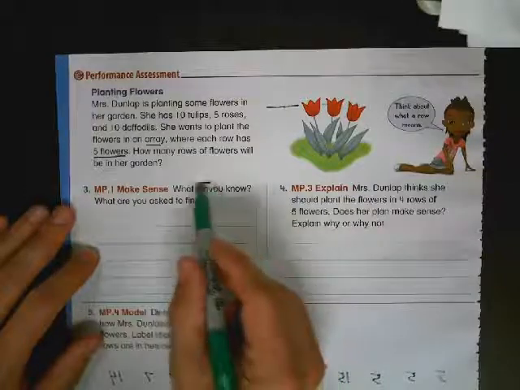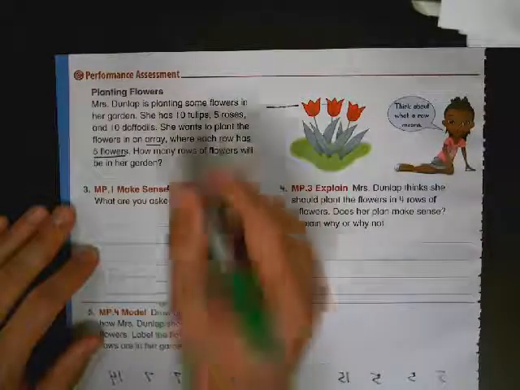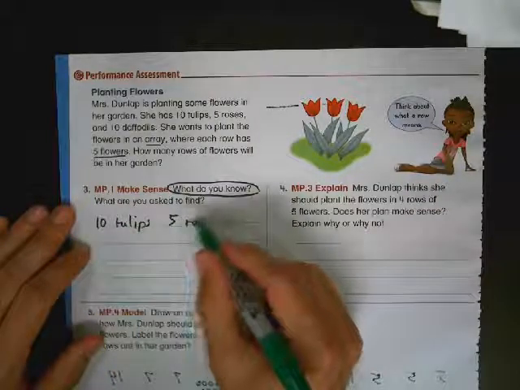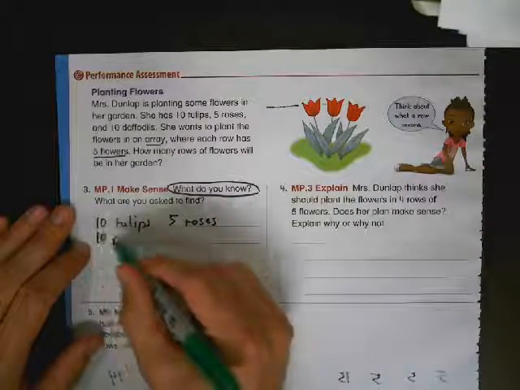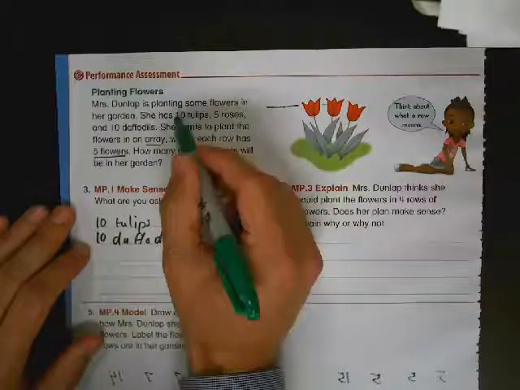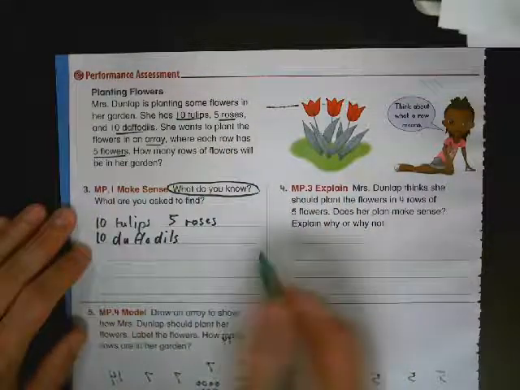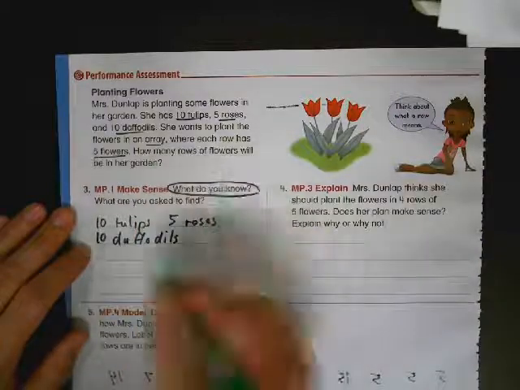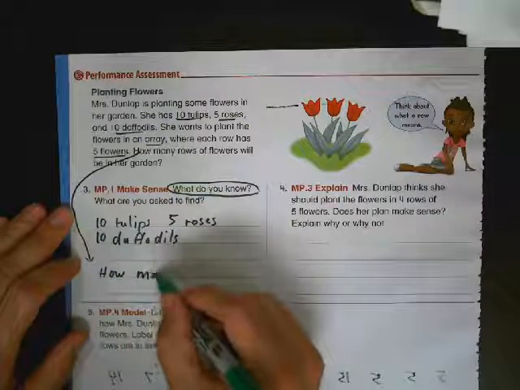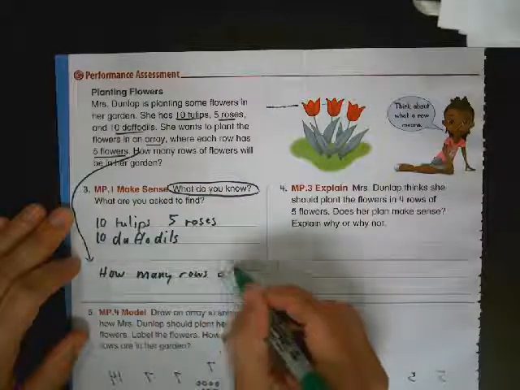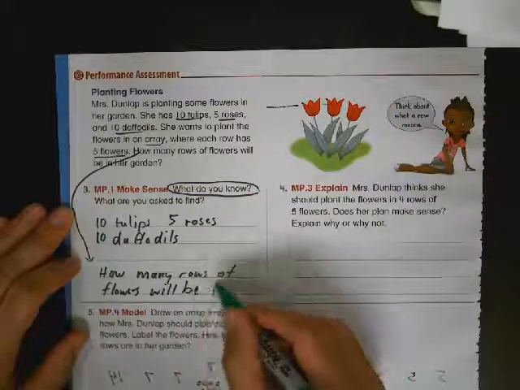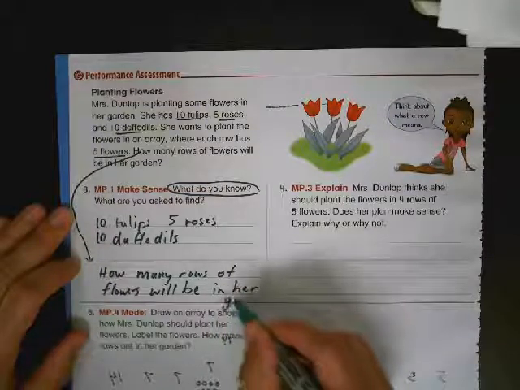What do you know? Well, you need to write down what you know. You know she has 10 tulips. You know she has 5 roses. And she has 10 daffodils. Right here, and right here. What are you asked to find? Well, how many rows? You can even just copy this down. How many rows of flowers will be in her garden?